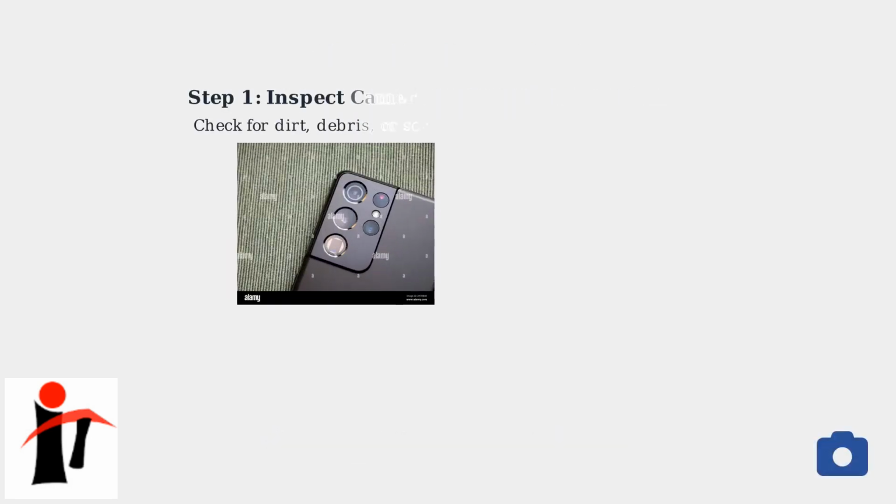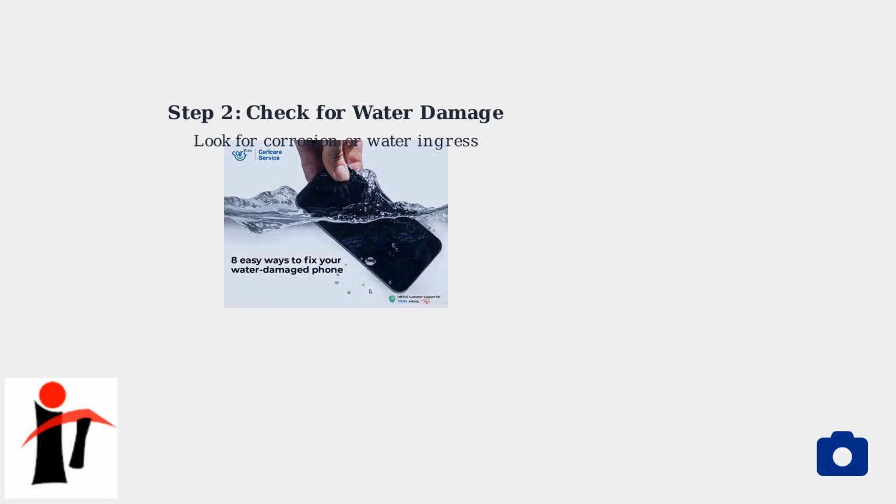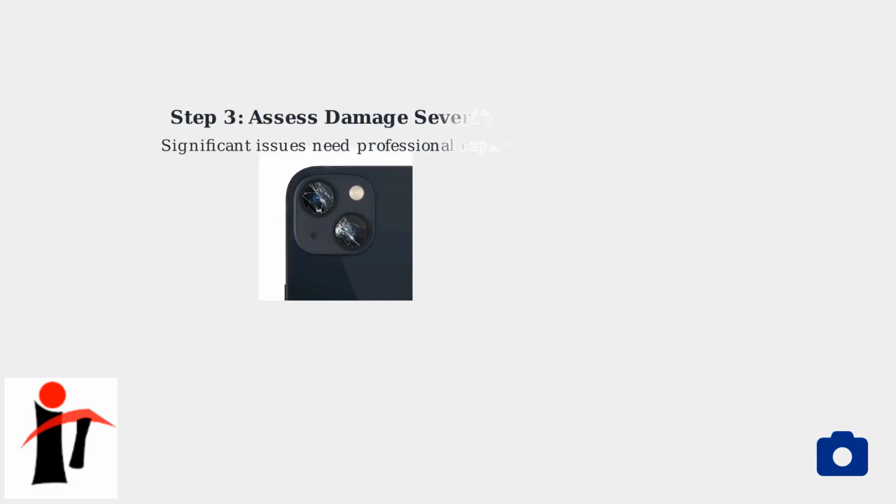If software fixes fail, the problem might be hardware-related. Start by checking the rear camera lens for dirt, debris, or scratches that could block the view. Next, inspect the area around the camera for signs of water damage or corrosion. This is particularly important if you live in areas with harsh winters where road salt can cause corrosion. If you find significant damage like cracks or extensive corrosion, this will require professional repair at a Tesla service center to ensure safety and warranty compliance.